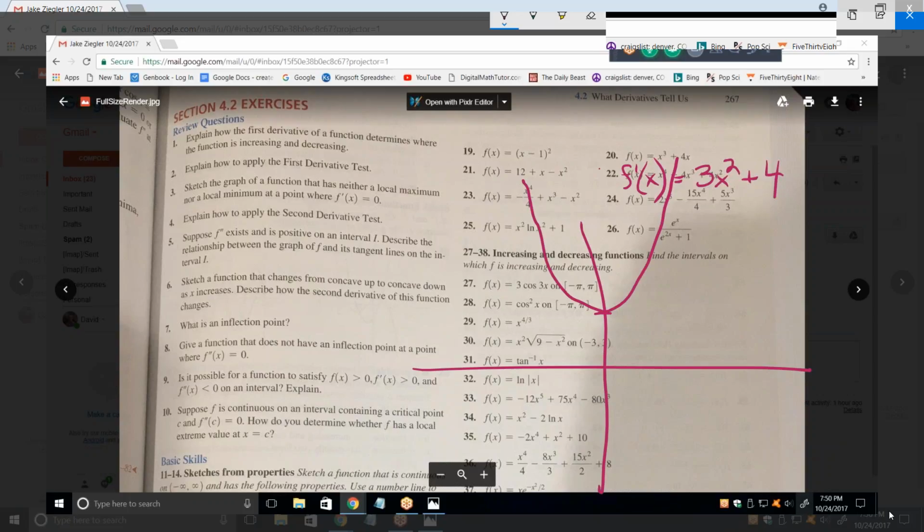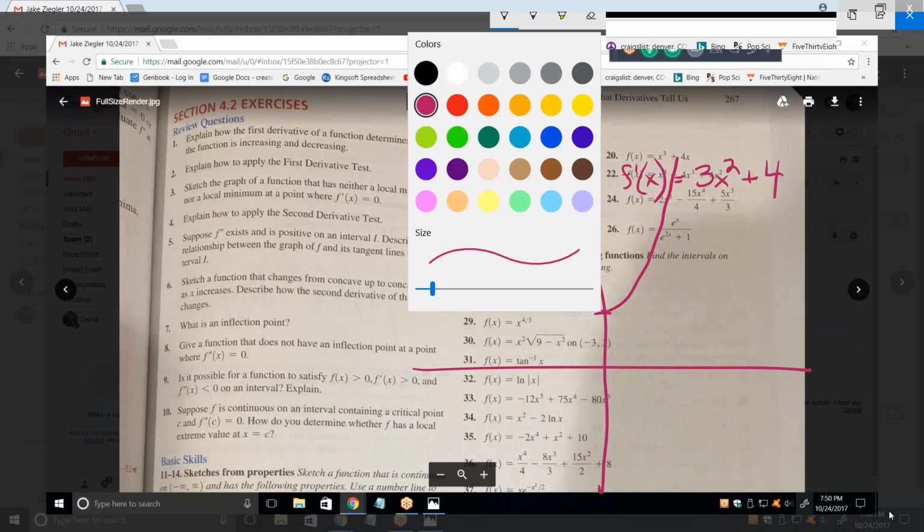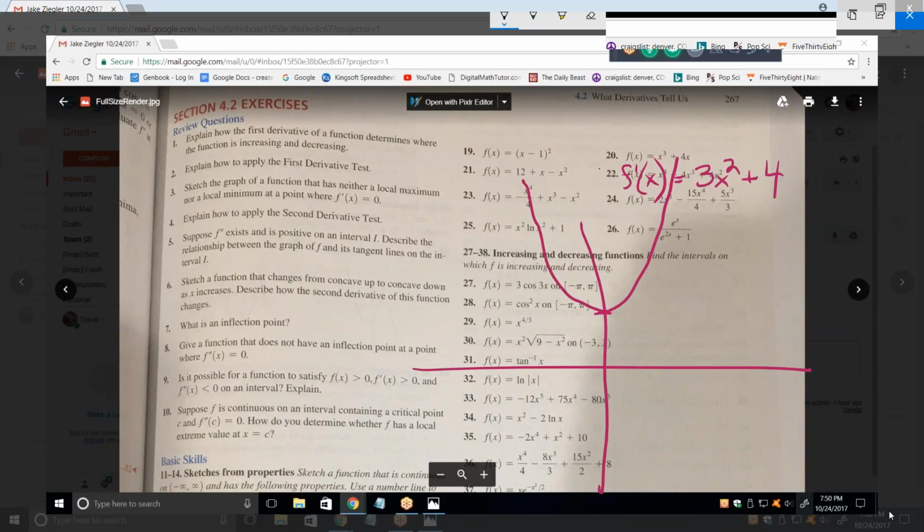But that was the first derivative. Now let's see if we can go back and figure out how to graph the function. Well, is the function increasing or decreasing?